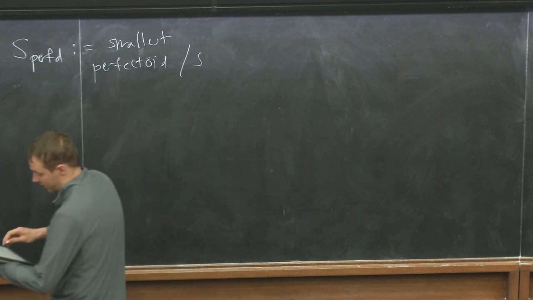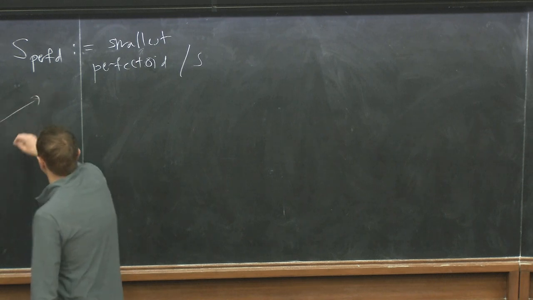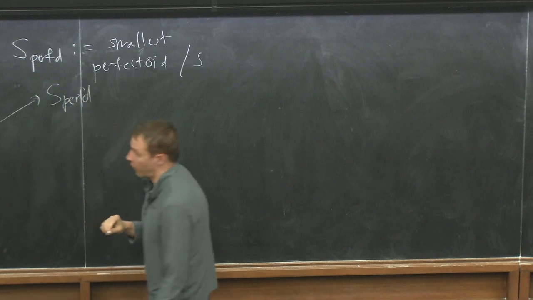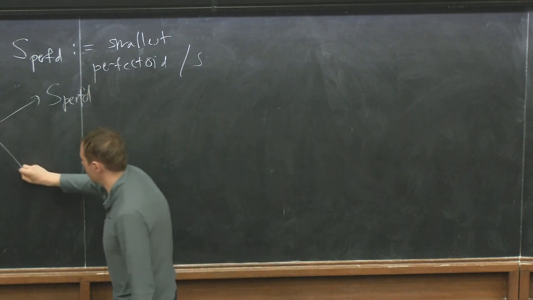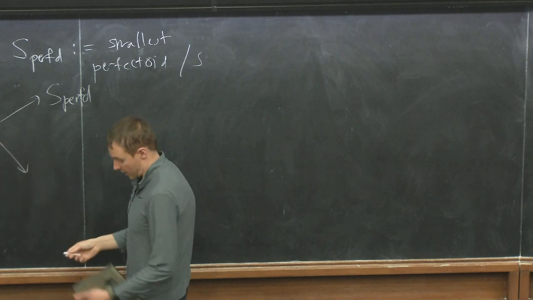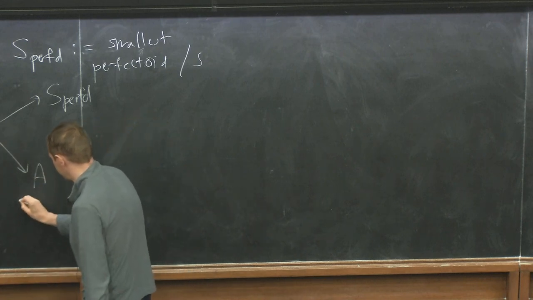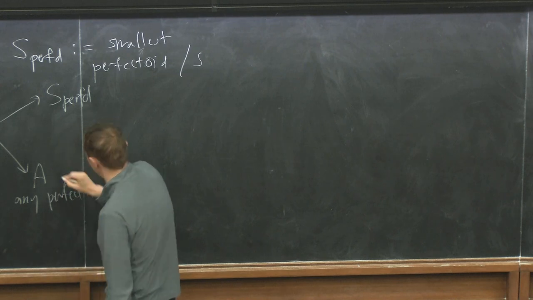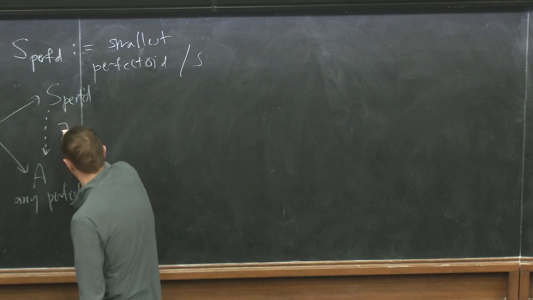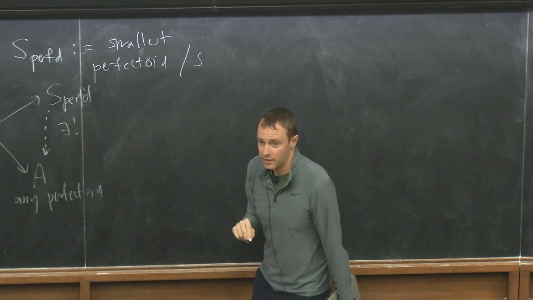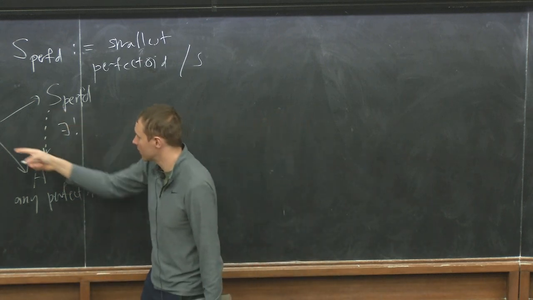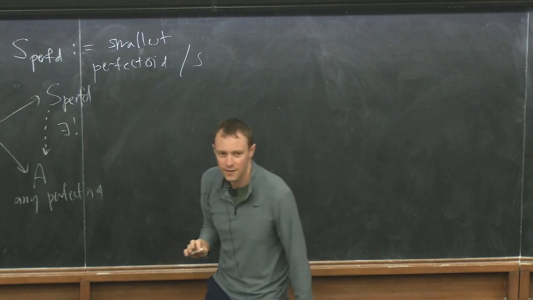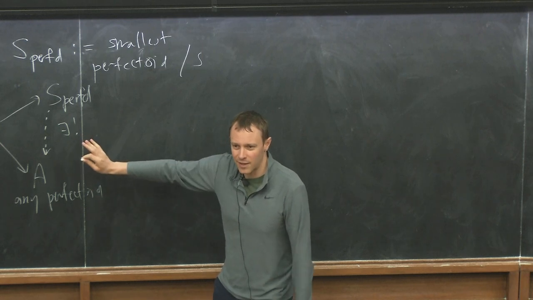So maybe draw it in a diagram. It comes for free with a map from S. And if I give you any other S algebra that happens to be perfectoid, there exists a unique arrow making the triangle commute. So there's a unique smallest perfectoid. Is everyone happy with the statement of this?